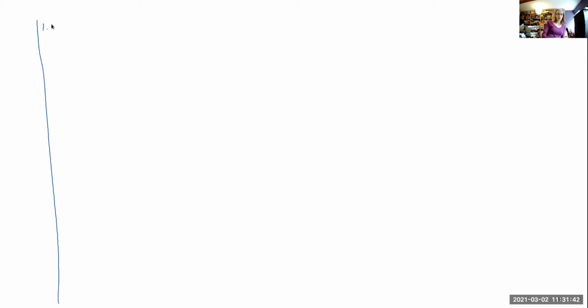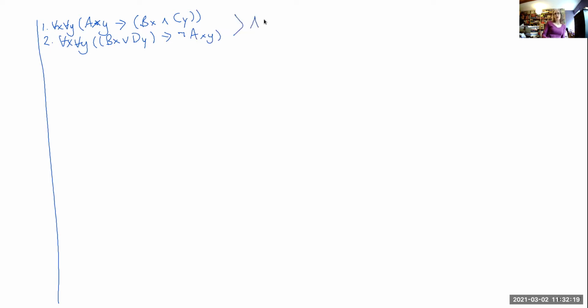So our first assumption is that for every x and every y, if Axy, then Bx and Cy. Second premise, for every x and every y, if either Bx or Dy, then not Axy. And do I have enough parentheses there? Yes, I do. These are two assumptions from this.